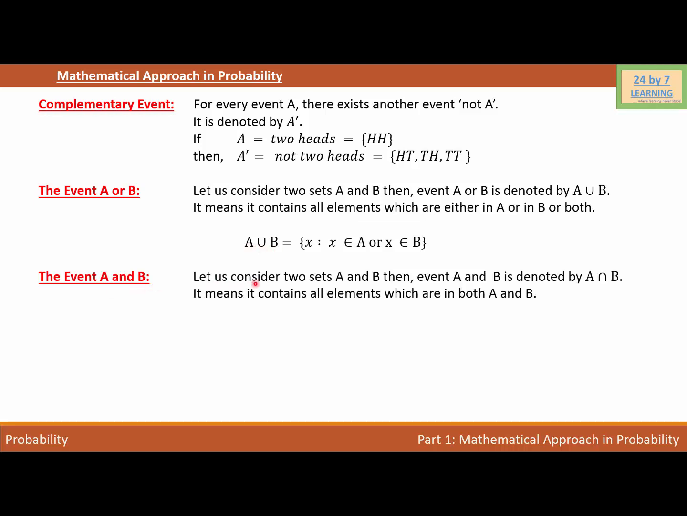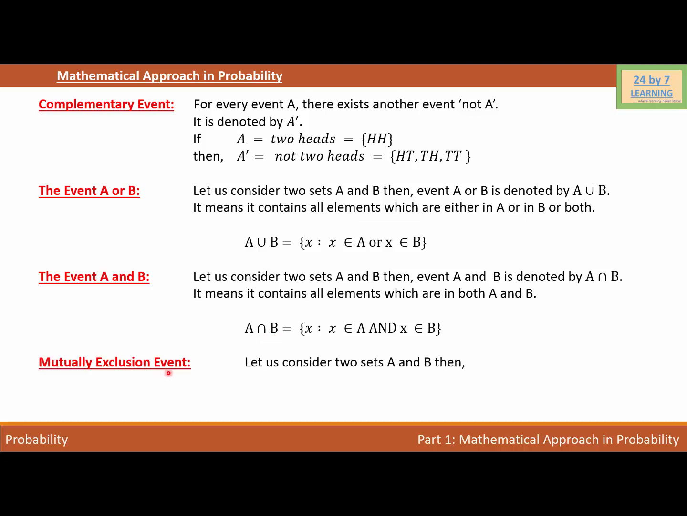The event A and B. Let us consider two sets A and B, then the event A and B is denoted by A intersection B. It means it contains all elements which are in both A and B. So A intersection B is equal to x such that x belongs to A and x belongs to B. In other words, the event A and B is the event which belongs to both the two events A and B. Or we can also say that if we have A intersection B, then all the elements of A intersection B will belong to both A as well as B.